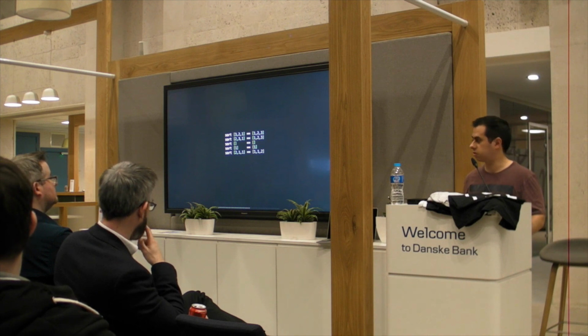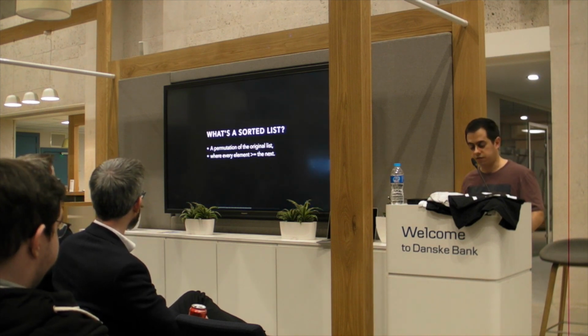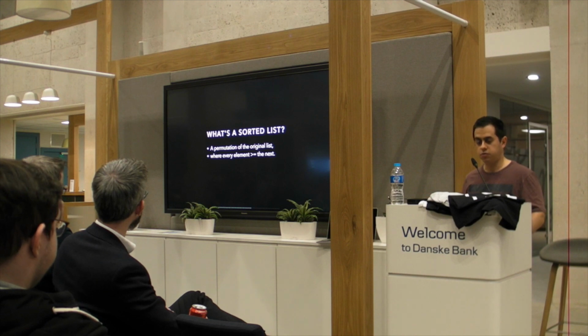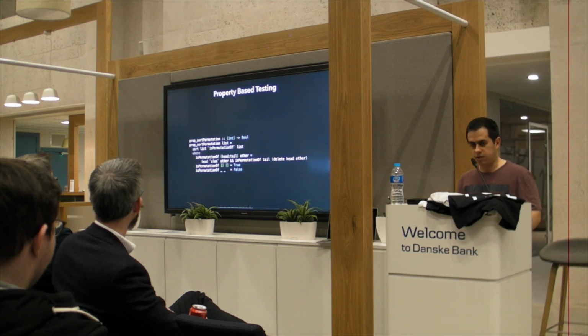What does it mean to sort the list? And it just so happens that a sorted list is simply a permutation of the original list, where every element happens to be greater than or equal to the next. So instead of testing for inputs, we'll test for these properties. And QuickCheck lets us do exactly that. We can just write plain old functions.